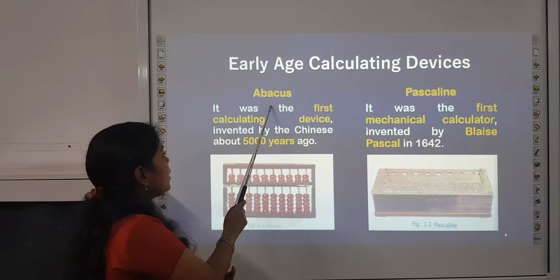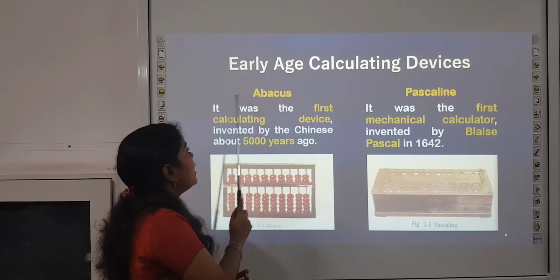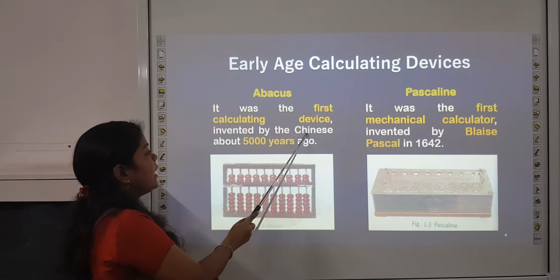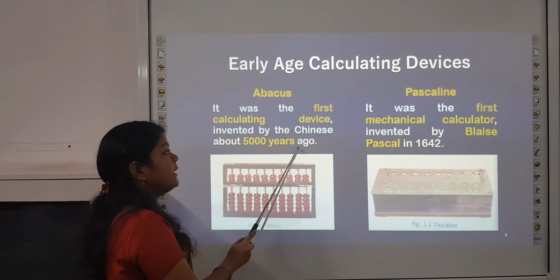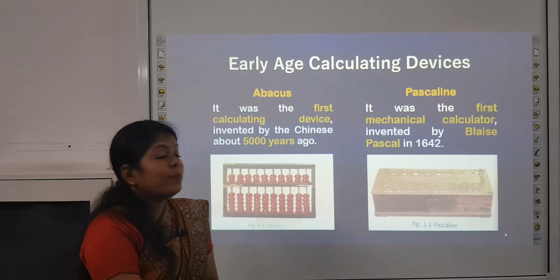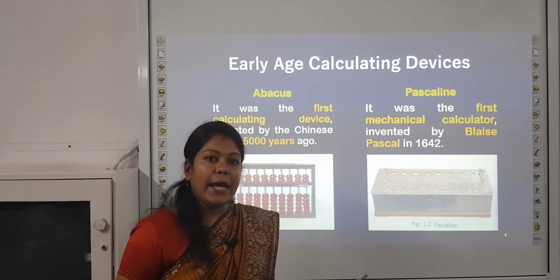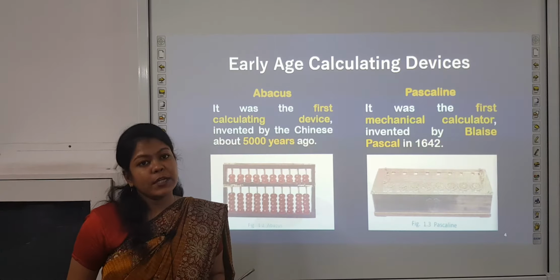Okay. So our first device is abacus. It was the first calculating device invented by the Chinese about 5000 years ago. It is mainly used for small calculation, or we can say simple calculation like addition, subtraction, multiplication and division.